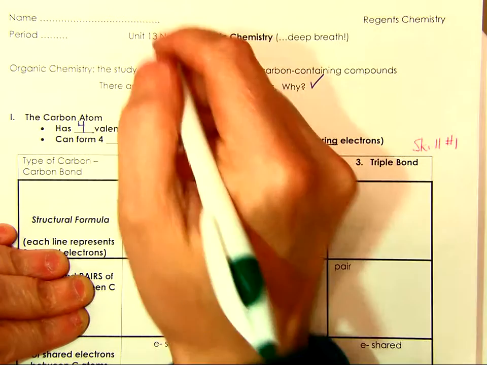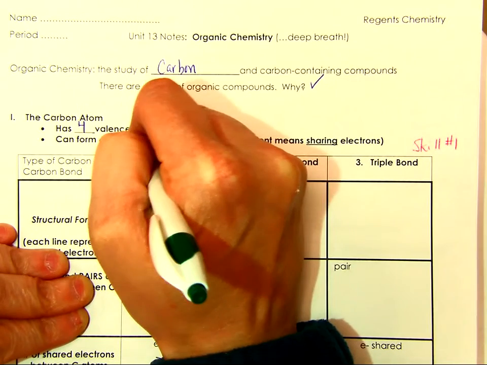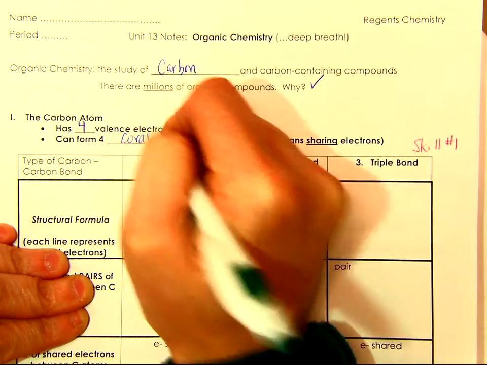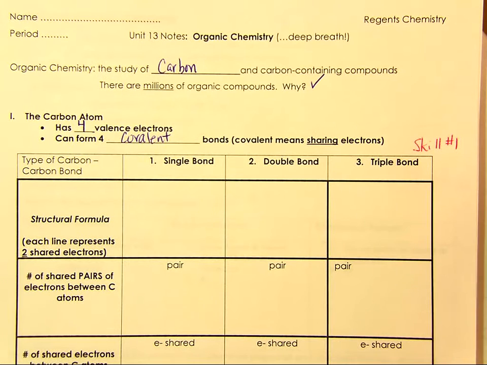Carbon can form 4 covalent bonds. Now this is important because carbon is hard. Carbon in one structure can be a diamond. Carbon in another structure can be graphite. So it will not combine ionically. It'll only combine covalently.